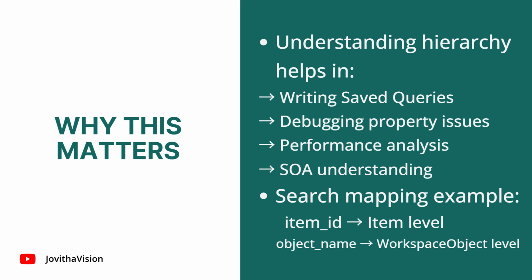If you understand this, many things become clear. When you create a saved query and search by object name, you know that property comes from the workspace object level. When you search by item ID, you know it belongs to the item level. If a property is missing or not searchable, you can check at which hierarchy level it is defined. If performance is slow when fetching many attributes, you can think about how many inherited levels are being accessed. This understanding gives you control. Instead of guessing, you understand what is happening internally.